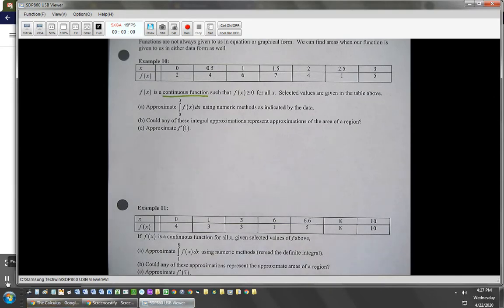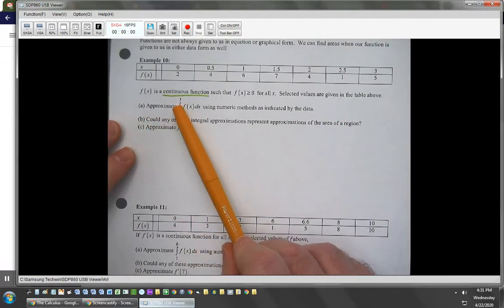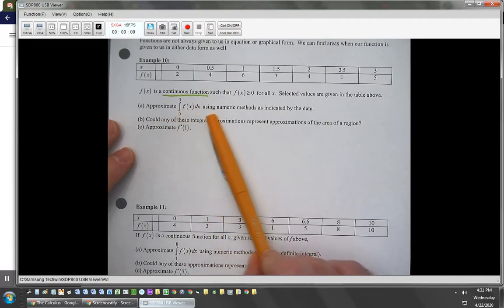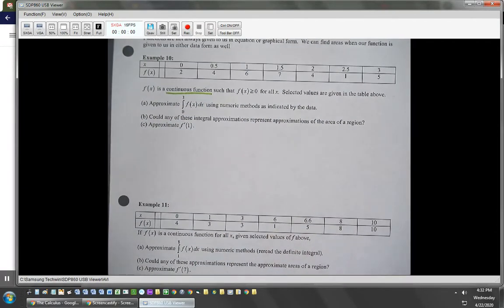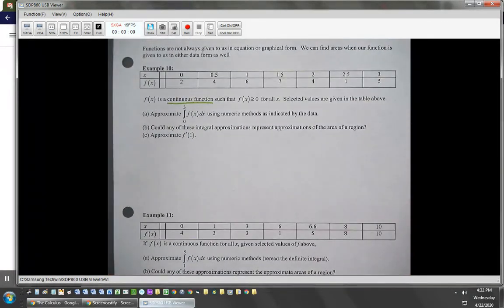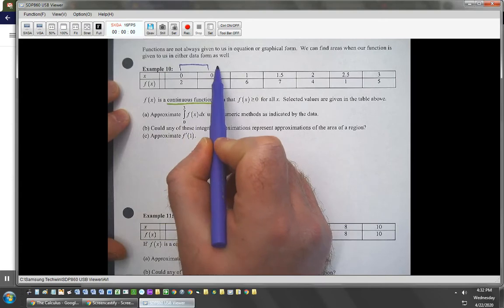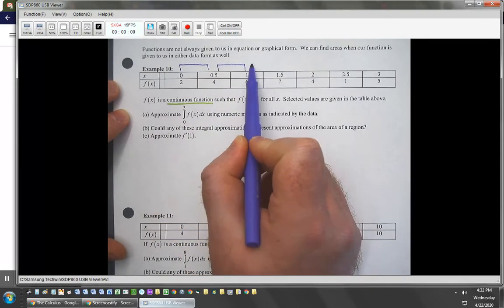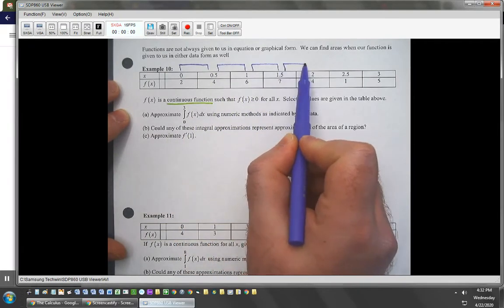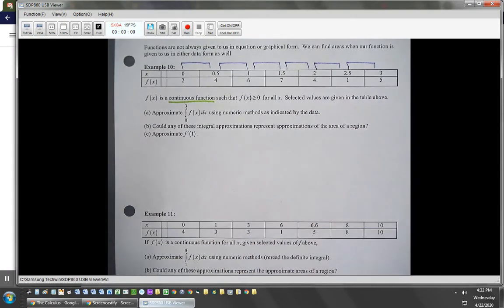All right, so I don't remember where I left off, but we're going to approximate from 0 to 3 of our function using the information in the table. So I'm going from 0 to 3. How many intervals should we break this into? Well, the data usually sets up pretty nicely for us. So if I go from here to here, then from here to here, 2, 3, 4, 5. So I'm going to make 6 intervals.